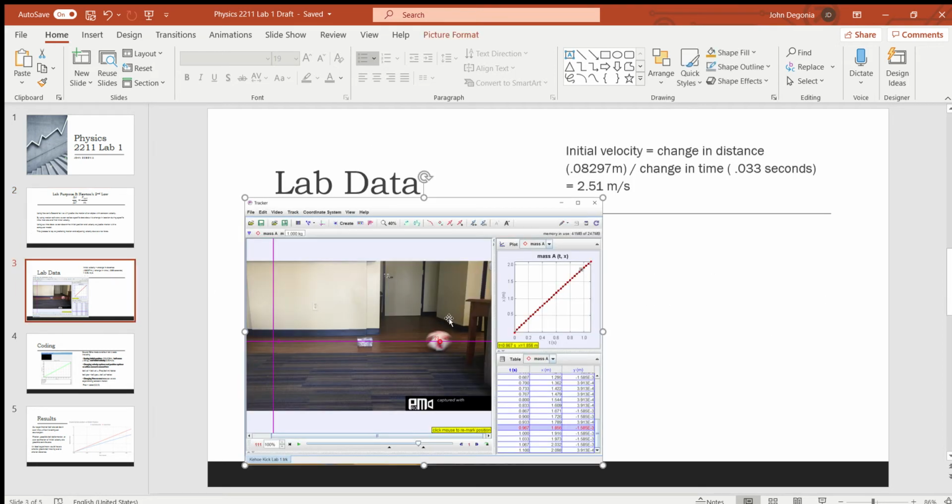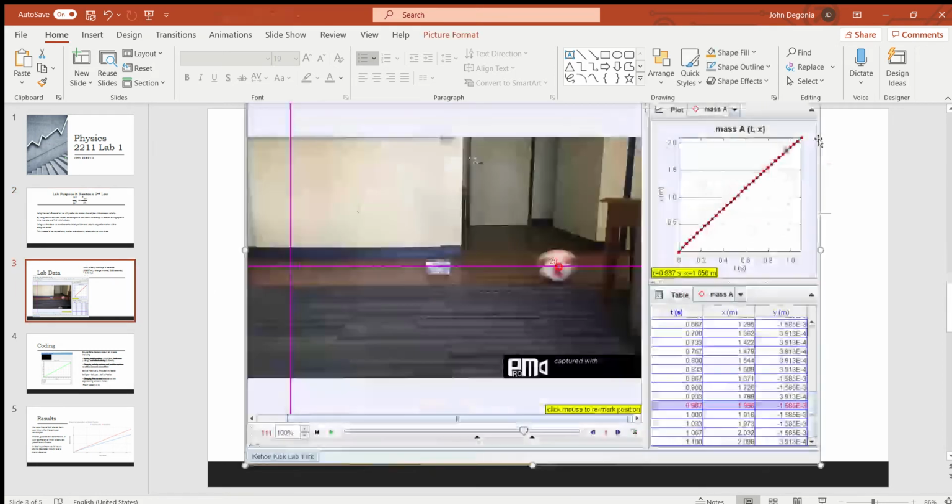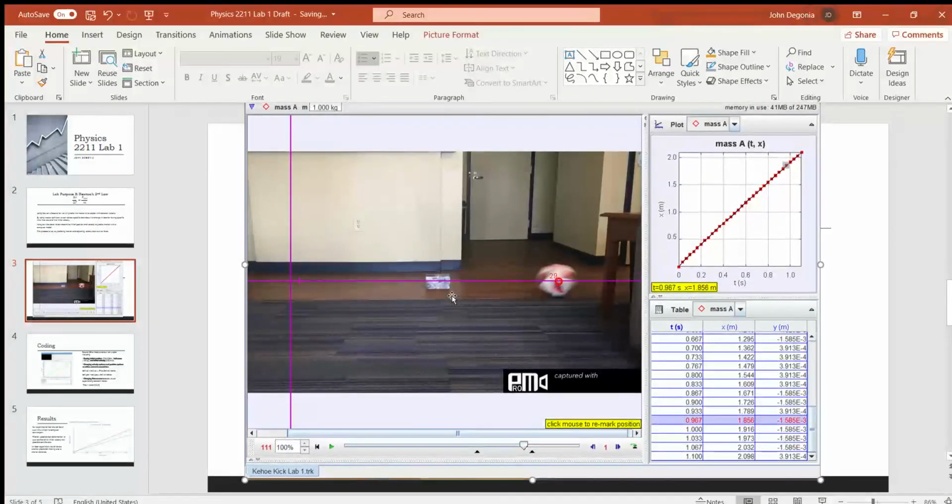Let's briefly look at the lab setup. Here in Tracker, you see I've got a soccer ball rolling across the floor. You've got a little book in the background to serve as our benchmark for distance. And you can see on the top right here how it is forming a graph of data points of position over time.